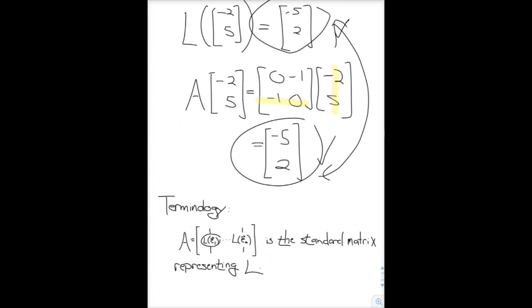I think I used this terminology above, but I failed to write it down, so let me record it here for posterity. If you fix first your linear transformation L and then build this matrix A as we described and as we did in the example, then we say that A is the standard matrix representing the linear transformation L.